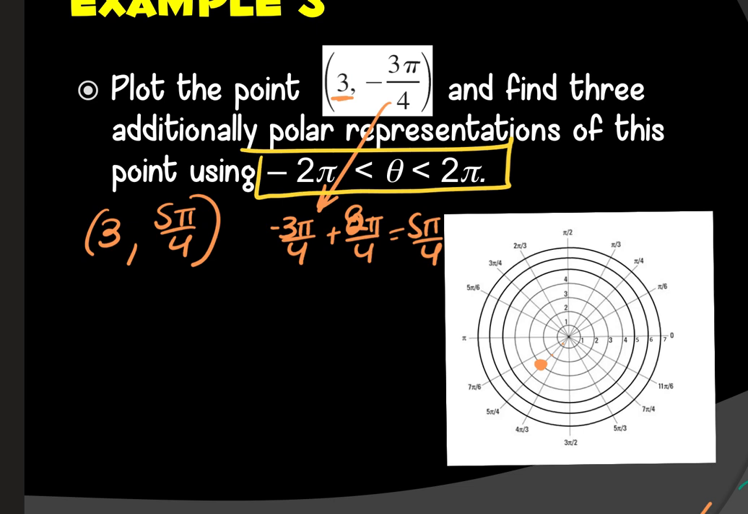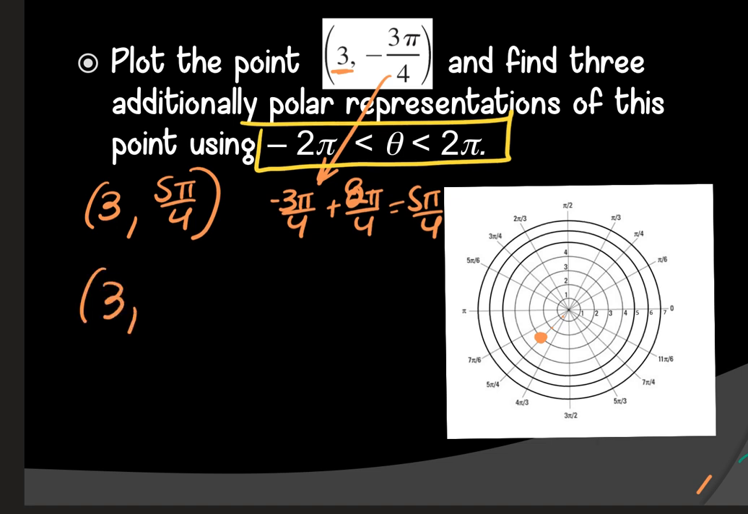So my other option is keep r the same. I added 2 pi. So what happens if I subtract 2 pi? If I subtract 8 pi over 4, what do you get? What's negative 3 pi over 4 minus 8 pi over 4? Negative 11 pi over 4. Does that fall between negative 2 pi and positive 2 pi? No, so I cannot keep it. Which means I have to go the other route.